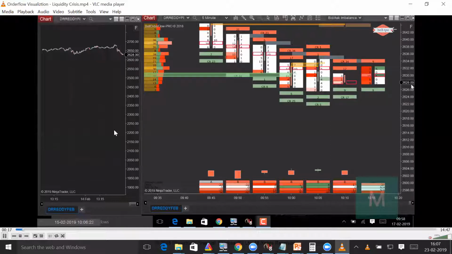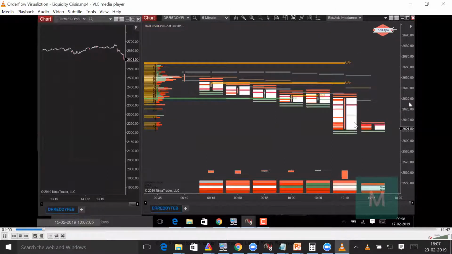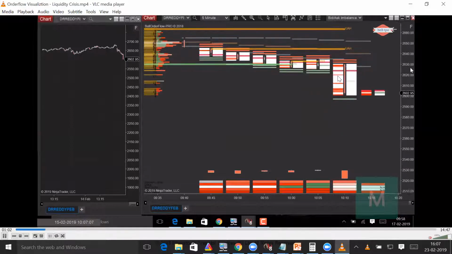So this is some time back. You can see the price was, Dr. Reddy was coming close to the previous day low. So this is Dr. Reddy February 2019 futures, and I just compressed it to see. You can see a lot of liquid zones are coming in.